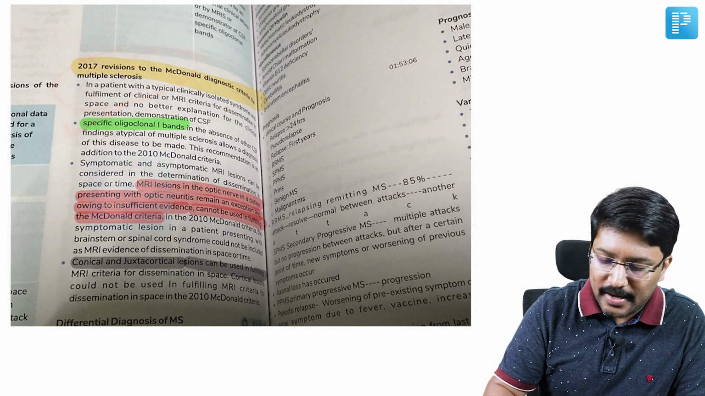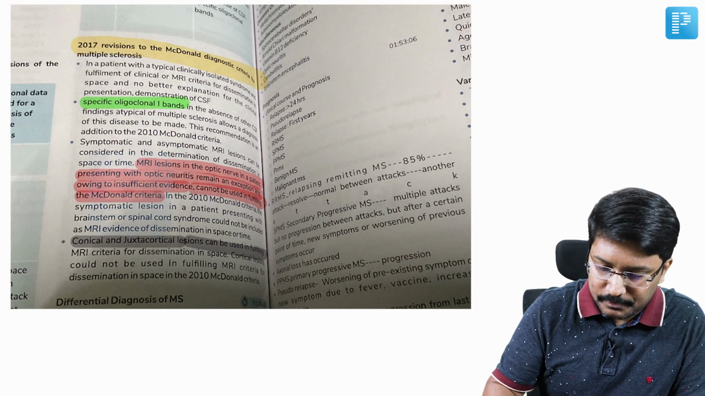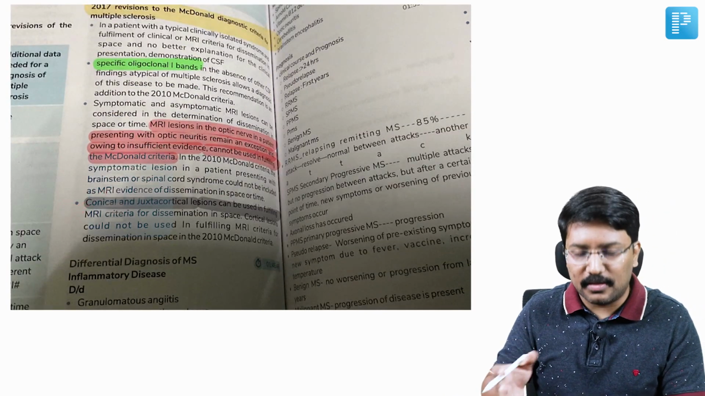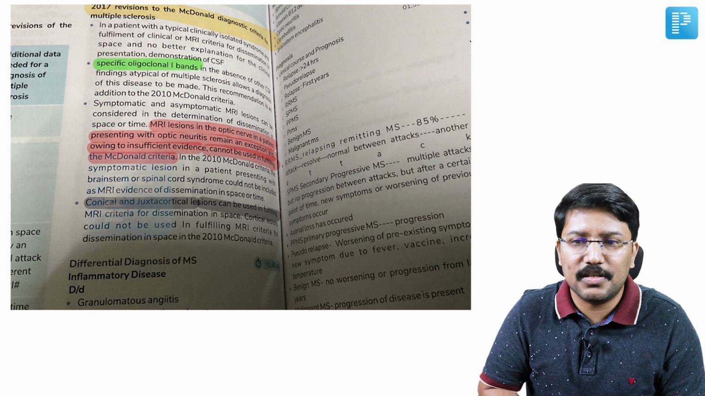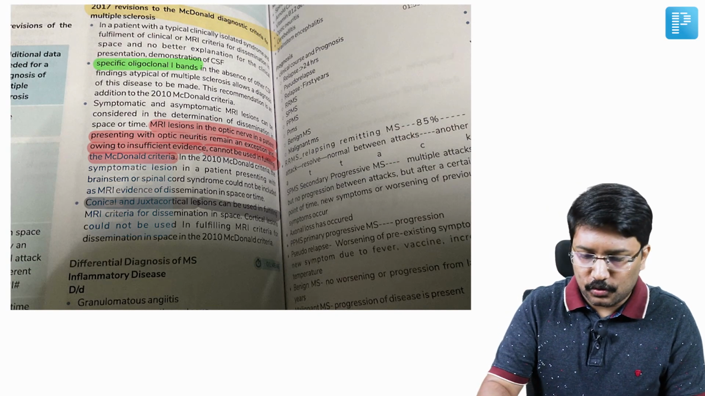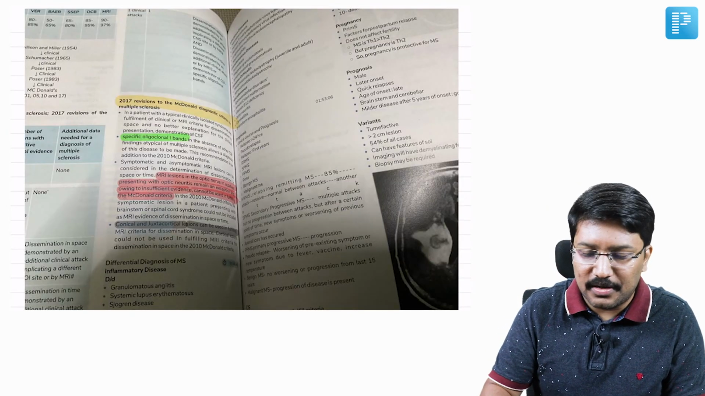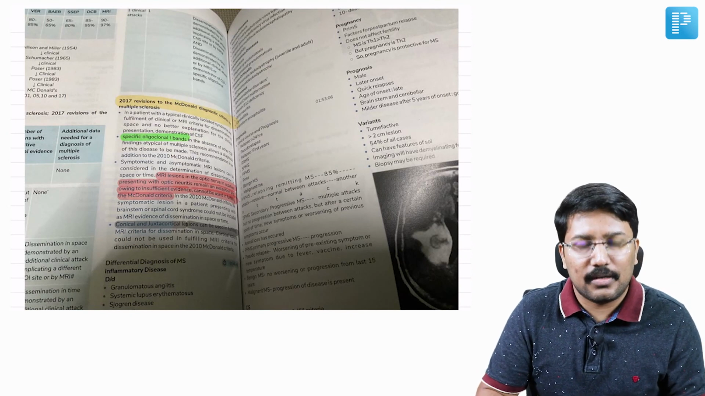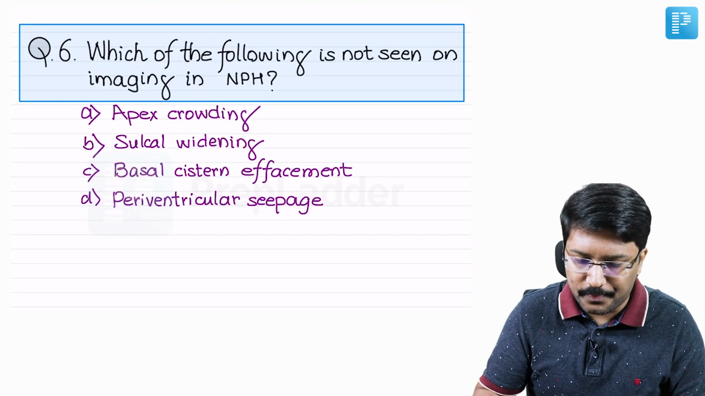Specific oligodendroglial tumors were included, right? Then cortical and cortical lesions were included, right? So these points were already discussed. Okay. So for those who had gone through the videos or notes, this wouldn't have been a difficult question or a challenging task, right? Okay. Next question.